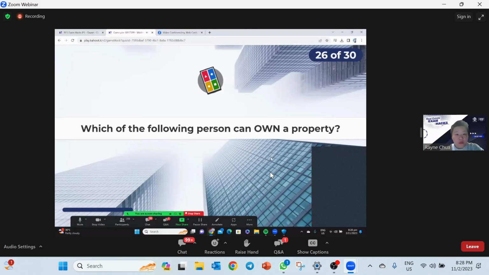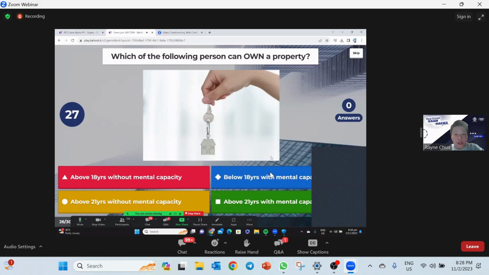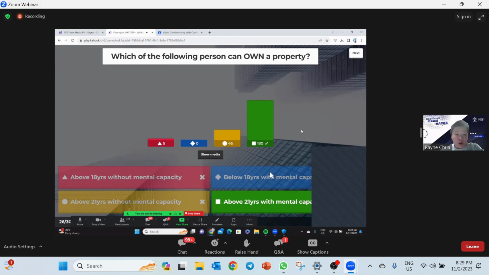Okay, which of the following persons can own a property? Just now we talked about rental, let's talk about owning a property now. A person without mental capacity, of course, cannot own. So this question is to make sure you understand that for renting, we're talking about 18 years and above. For owning, it is 21 years and above. And of course, to buy a property, the buyer needs to have mental capacity. As simple as that. So these two questions help you remember: for renting, 18 years old and above; for owning, 21 years old and above, and needs to have mental capacity. Okay.